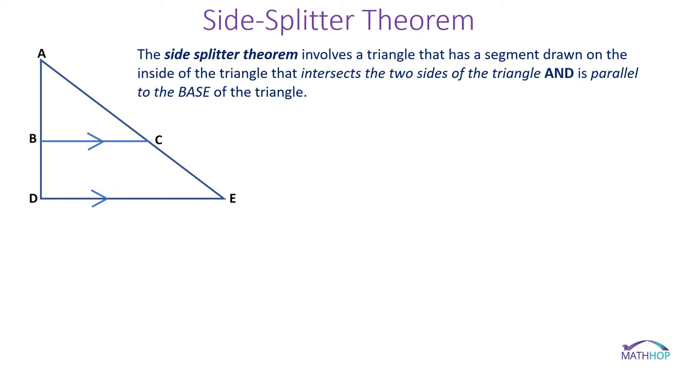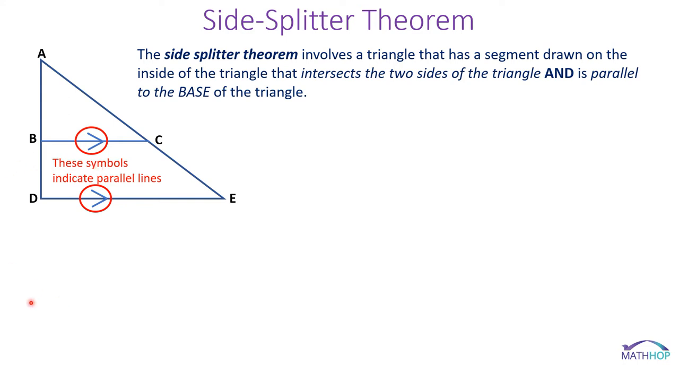So how do I know they're parallel? Well, these little arrows indicate parallel lines. If you see these arrows or these little symbols, then you know those two lines are parallel. So we have everything we need to use the side-splitter theorem. And really, the side-splitter theorem is nothing more than what we've already learned back in junior high about similar triangles.